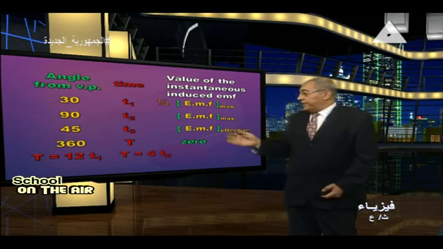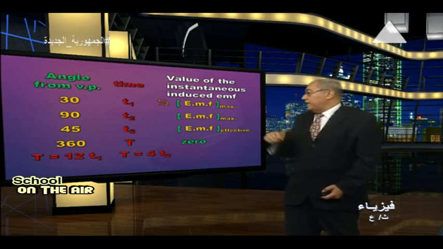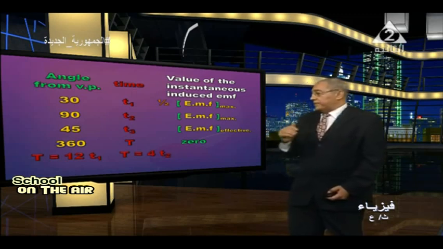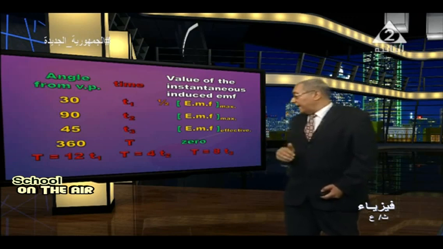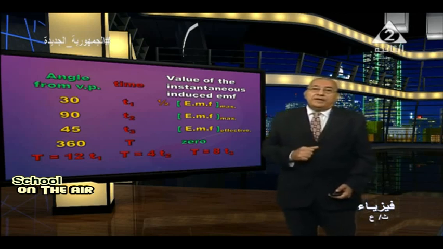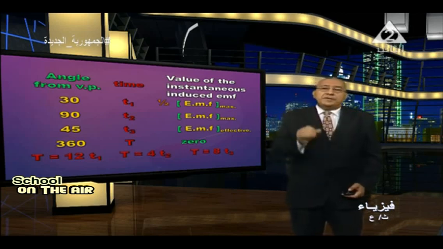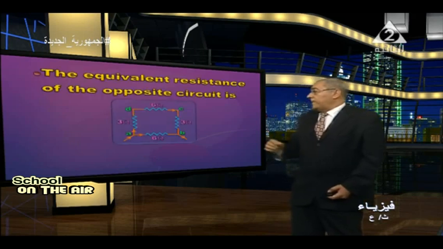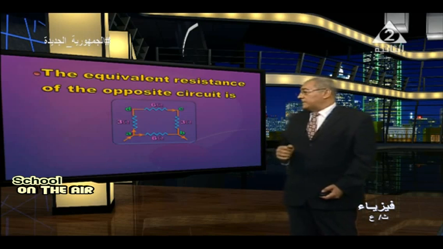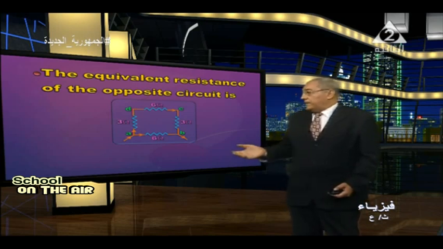So comparing periodic time with T1 time half the maximum, it is 12. Comparing periodic time with time the maximum, it is 4 times as great as. Periodic time to the effective, it is 8 times as great as the time of the effective. These are important things. You should know it and you should write it down.